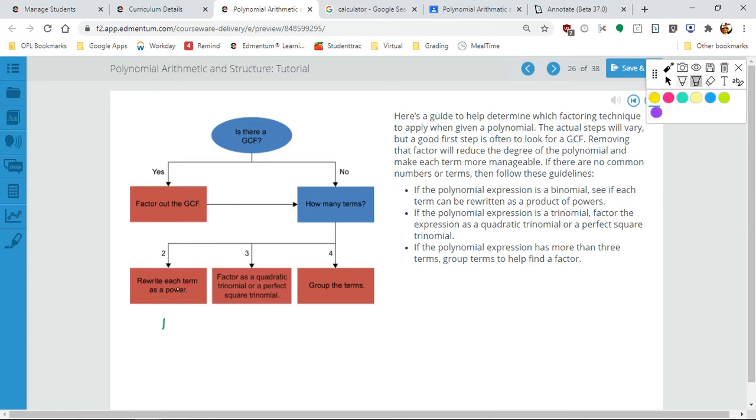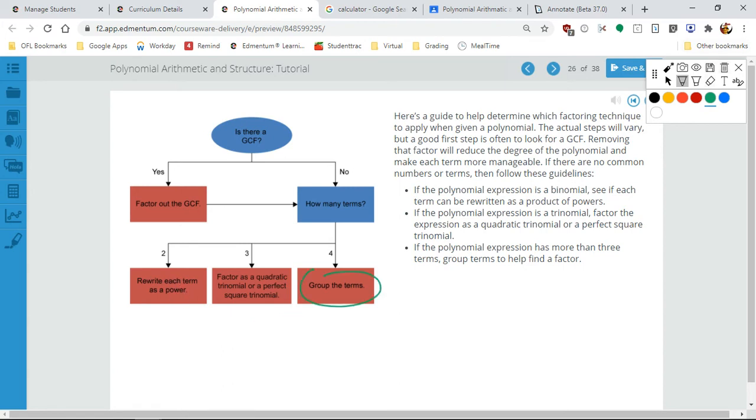When you have 3 terms, you're going to write it as a quadratic trinomial or a perfect square. It's just saying, is there a GCF? No? Okay. It just wants you to put it in order, essentially. You just want to put them in order.